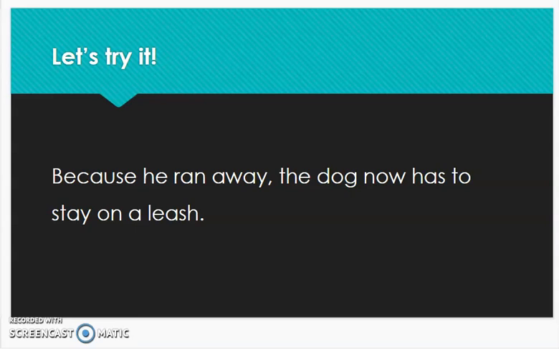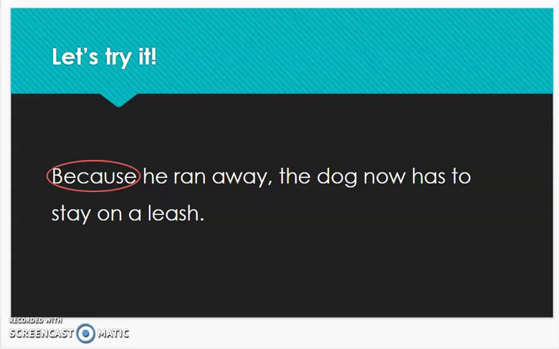Let's try it one more time. Because he ran away, the dog now has to stay on the leash. So what do I do first? First, I need to find my subordinating conjunction. My subordinating conjunction is because. Because he ran away, the dog now has to stay on the leash.